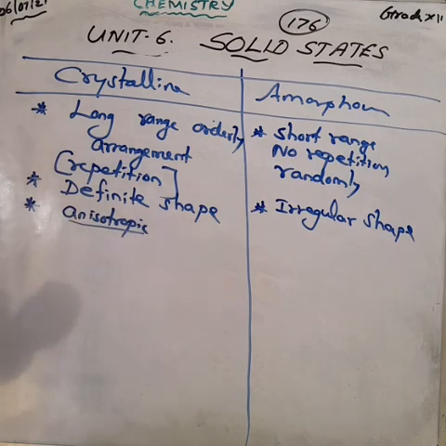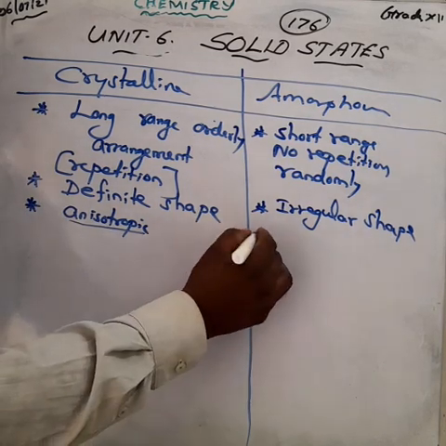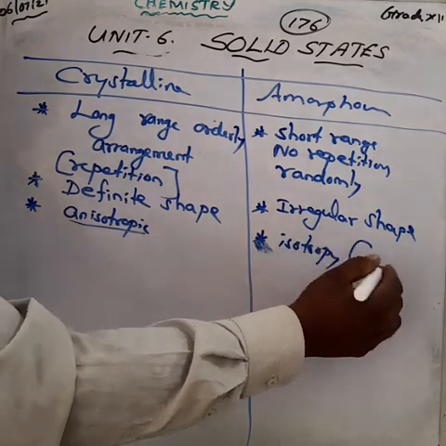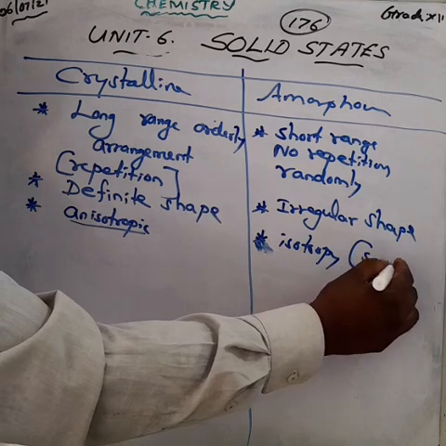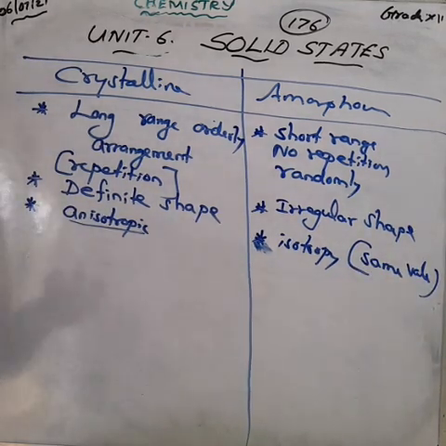Next, isotropic means we get the same value when measured in any direction. Amorphous solids are isotropic, like liquids.